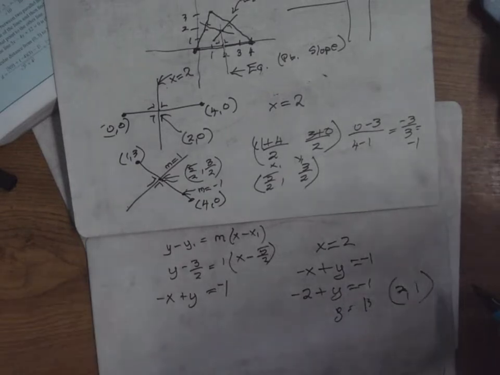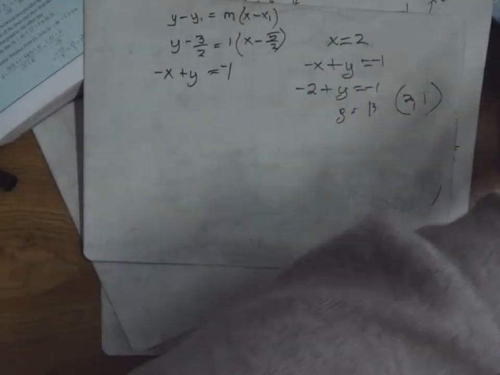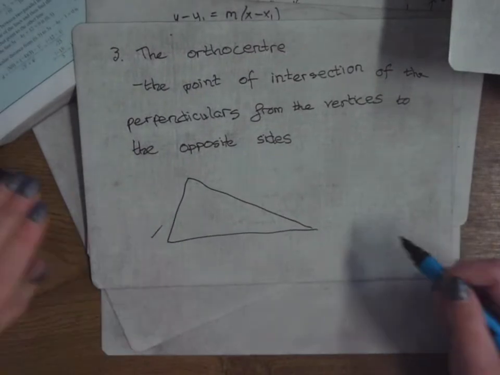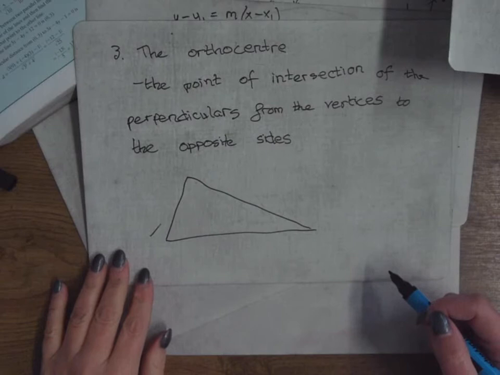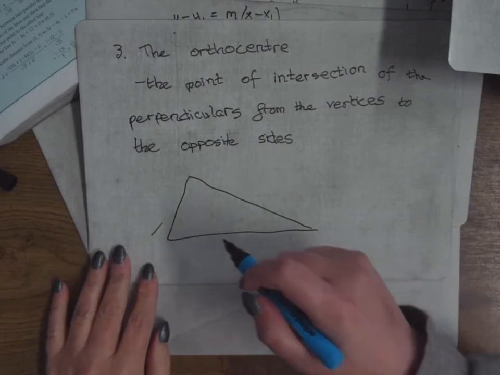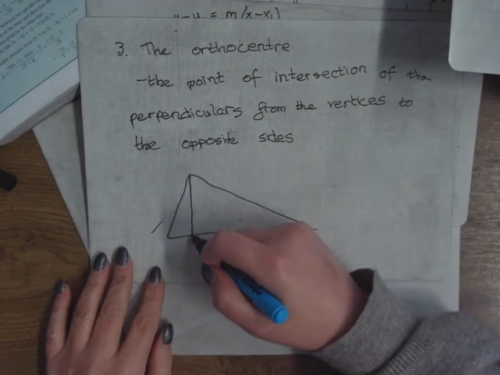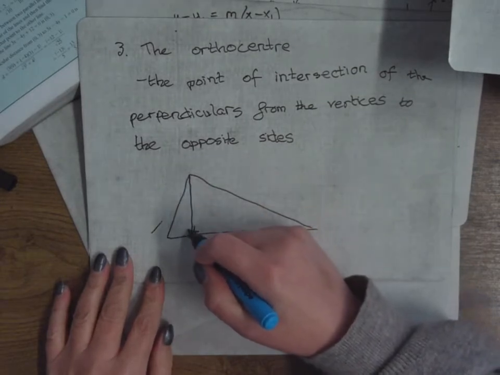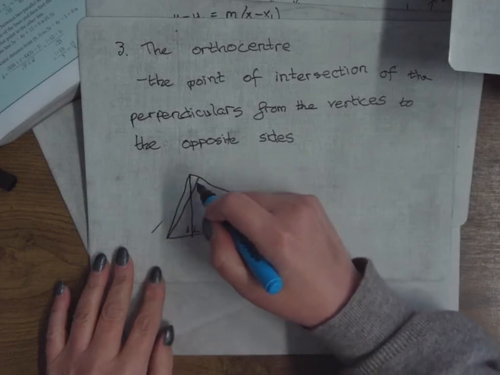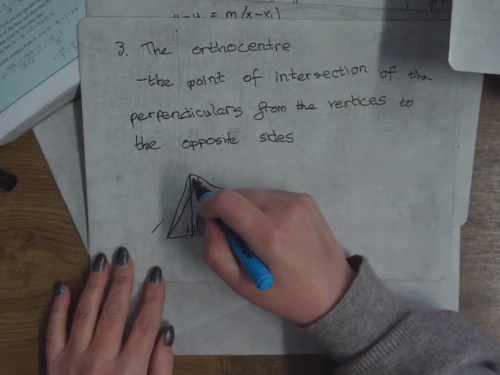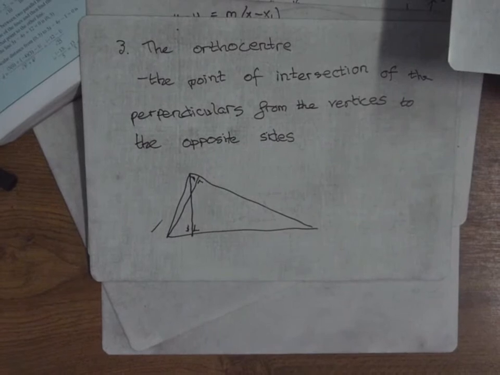Right, okay. Have I time for the orthocenter today? I have. Right, I have to be quick. Right, we need to do the orthocenter today. So the orthocenter, girls, is the point of intersection of the perpendiculars from the vertices to the opposite sides. Okay, so it doesn't go through the midpoint, right? Okay, so it just drops a perpendicular to the opposite side.